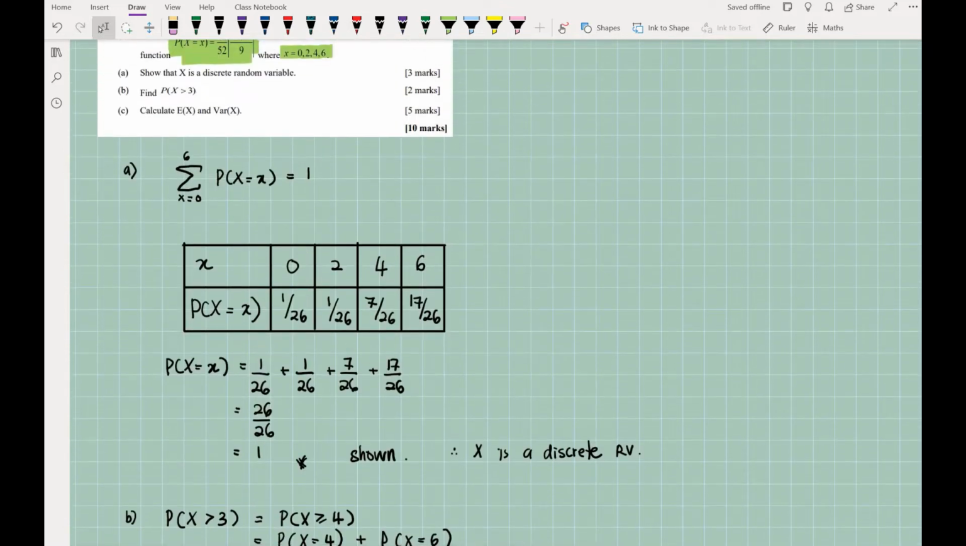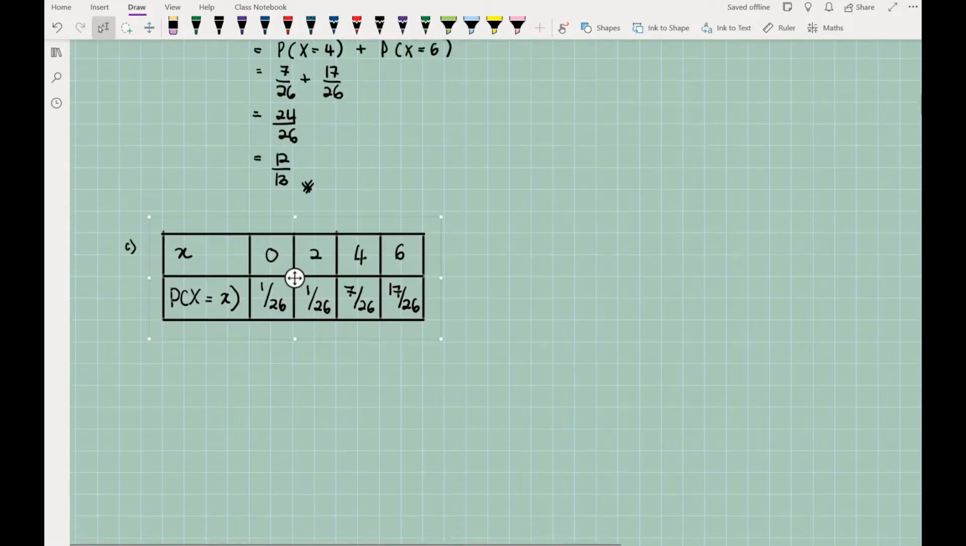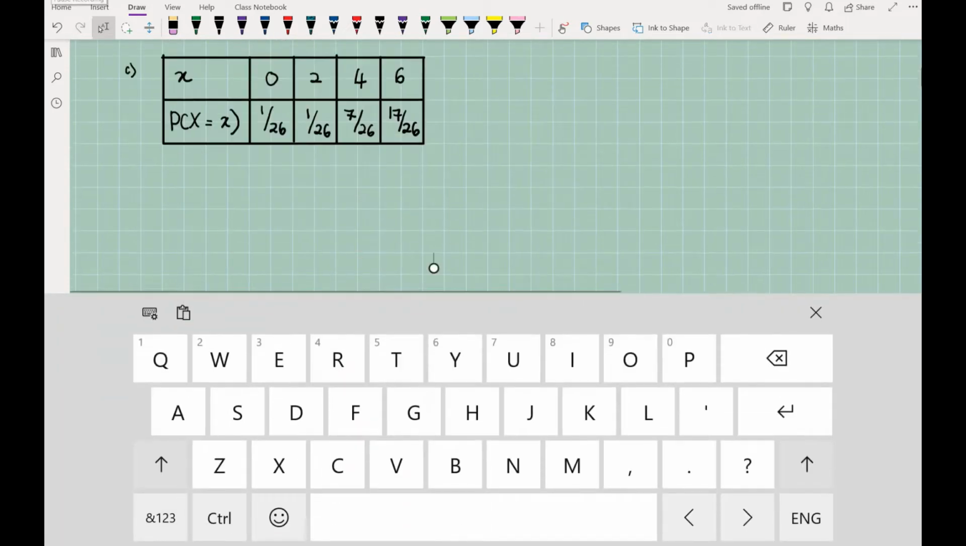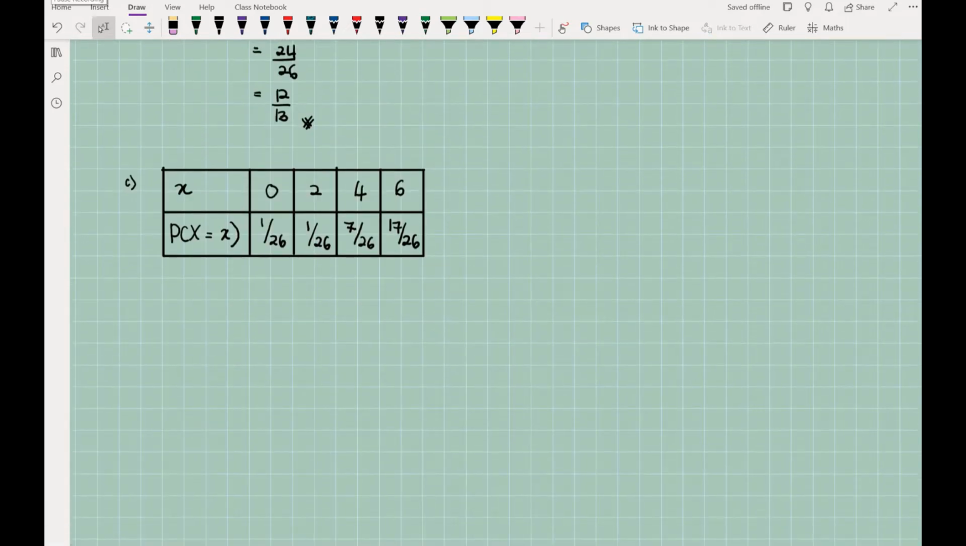Next, let's take a look at question C. We need to calculate expected value of x as well as variance of x. So if you recall, I did mention previously in my class, most of my tutorial class saya ada mention benda ni untuk mengira expected value of x dan juga variance. So EX as well as expected value of x square can be calculated using your table.